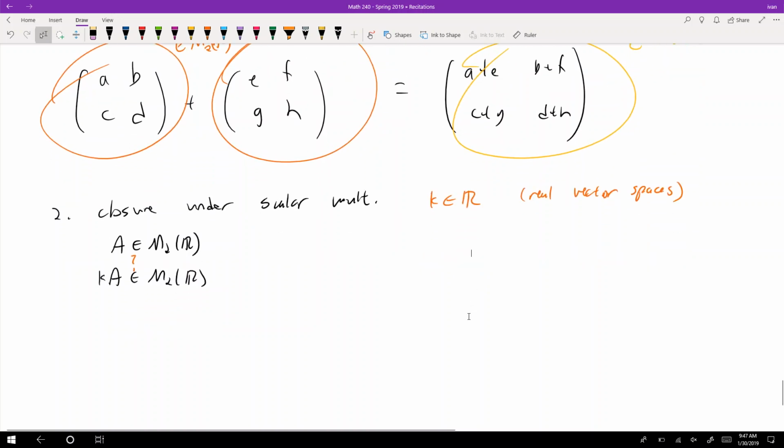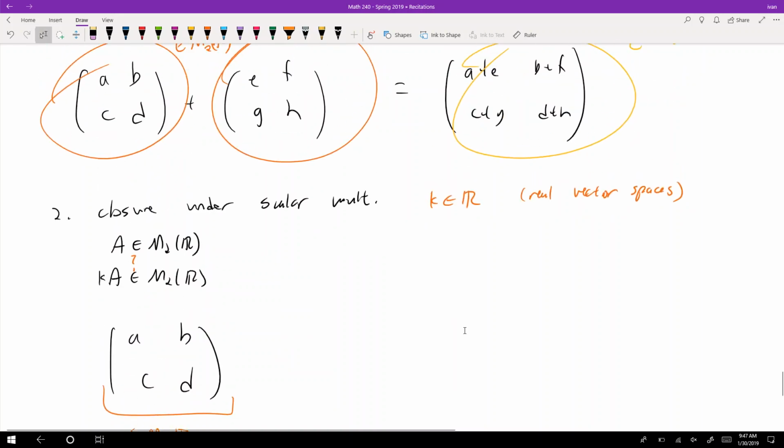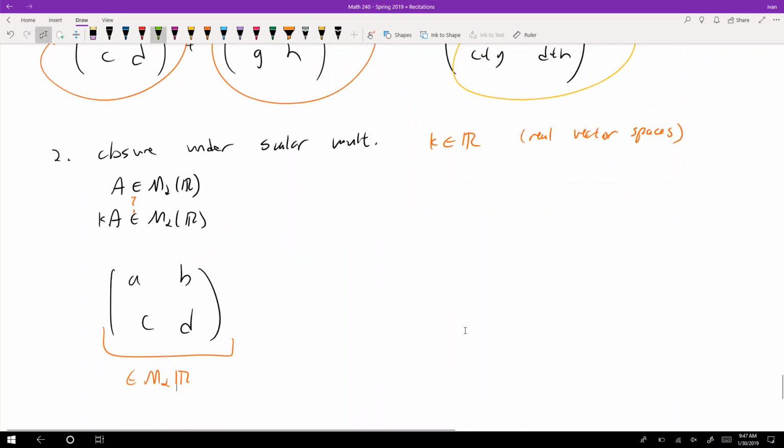All right? So if I take my arbitrary matrix A, B, C, D, and we're convinced that this is inside M2R, and then we take our scalar K, which is a real number, what do we get? We get Ka, Kb, Kc, Kd. Is this a real matrix? Is this a matrix of 2 by 2 real numbers?